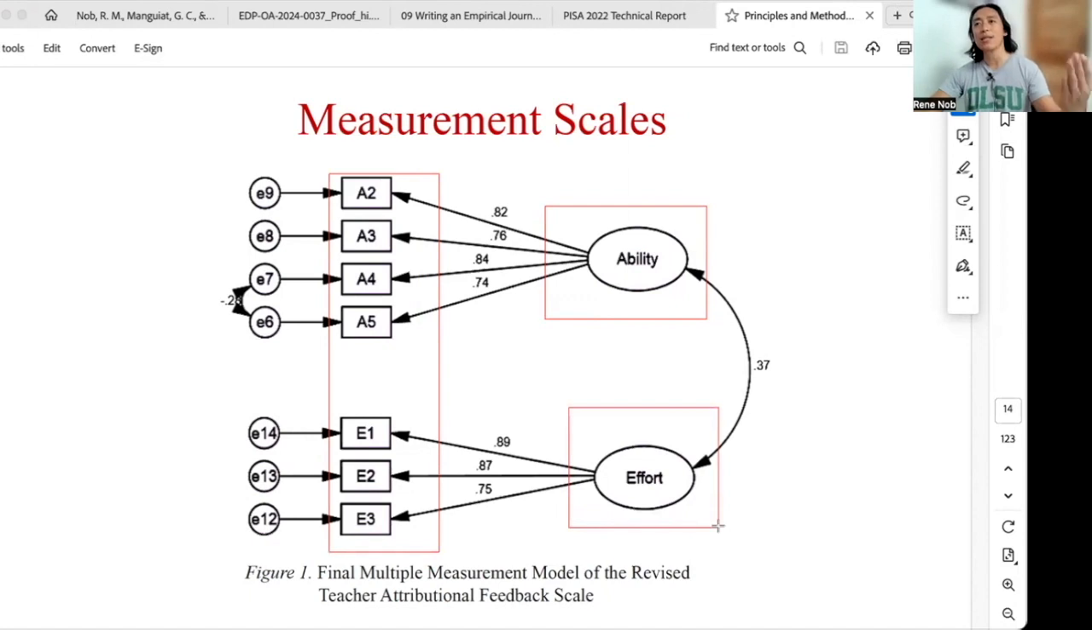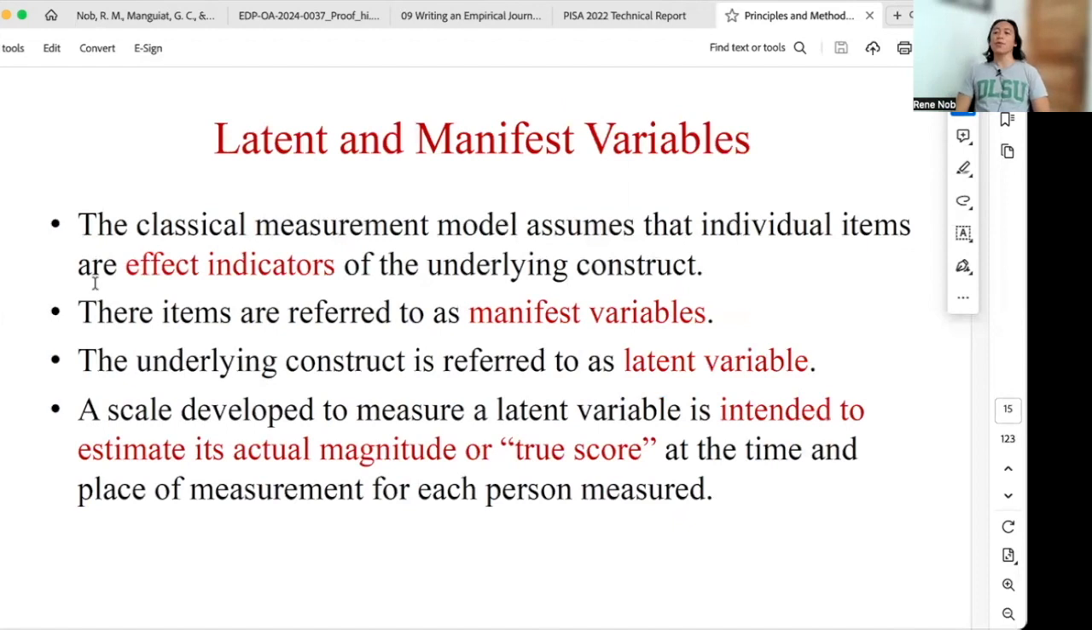Latent meaning that they're in the background. We don't see them. They're not visible. Versus manifest, which is more visible. They're in the forefront. A scale developed to measure a latent variable is intended to estimate the actual magnitude, or the true score, at the time of the measurement for each person. So this is a very important construct.